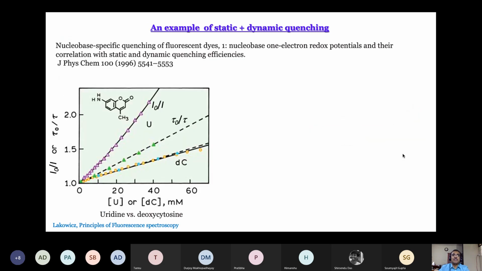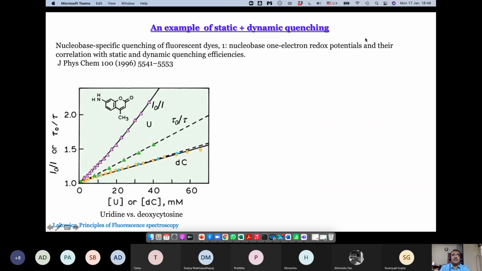Let me show you an example of static and dynamic quenching. This is another paper. You can see what the name is. This is the dye, coumarin 102, and how its fluorescence gets quenched by different nucleotides, uridine and deoxycytosine. That is the study. Why is that important? If you want to know that, you need to read this paper. And papers like this, but in recent times, would be good candidates for your term paper.